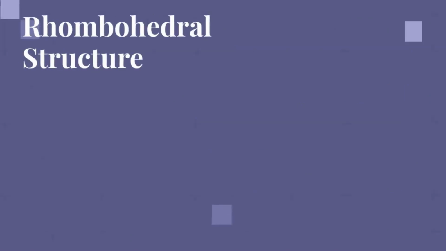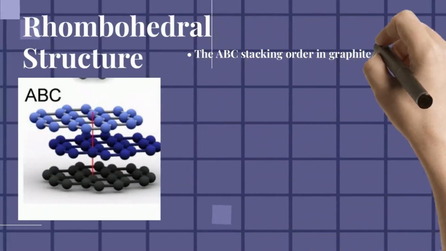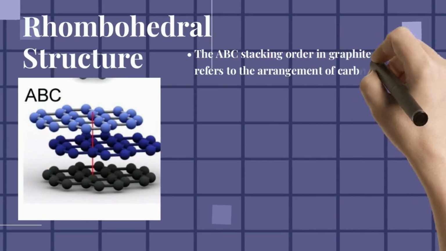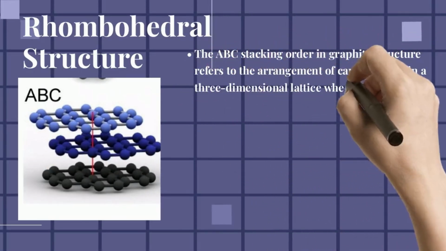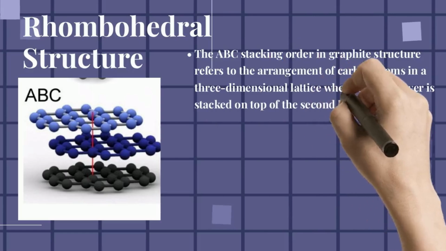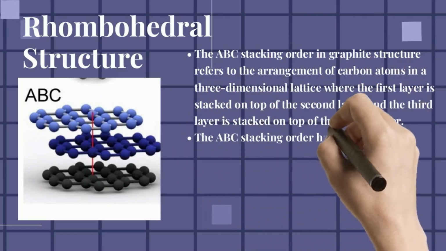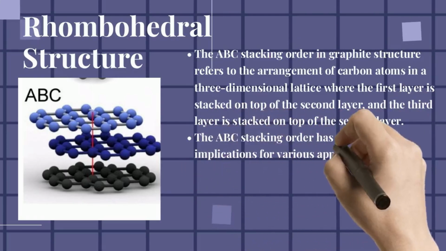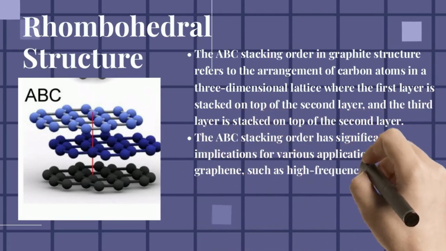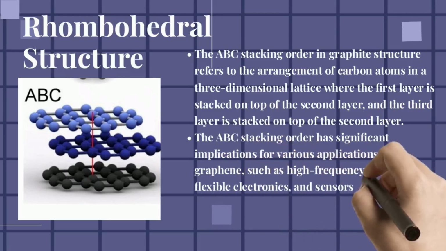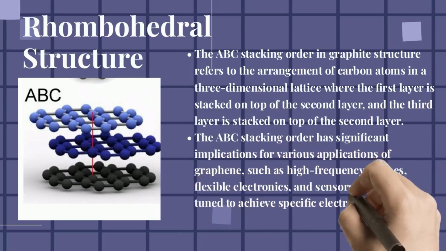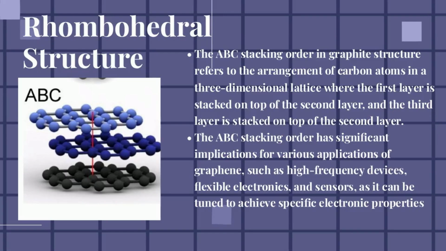For the rhombohedral structure, the ABC stacking order in graphite structure refers to the arrangement of carbon atoms in a 3-dimensional lattice, where the first layer is stacked on the top of the second layer, and the third layer is stacked on the top of the second layer also. The ABC stacking order has significant implications for various applications of graphene, such as high-frequency devices, flexible electronics and sensors, as it can be tuned to achieve specific electronic properties.